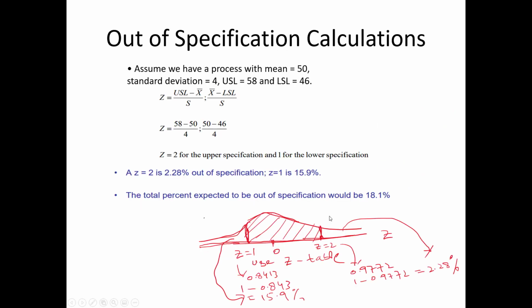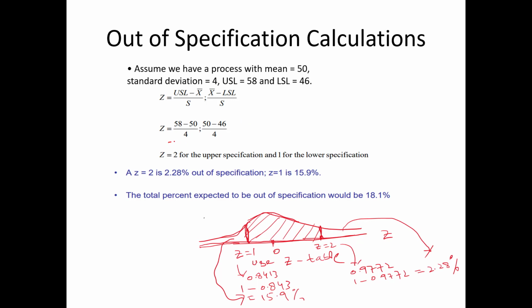So now we want to calculate this area, how much area is lying outside the specification limit, because they already mentioned these upper and lower bounds. The upper bound is 58, the lower bound is 46, and this is my mean, and this is my standard deviation. So let me put this: the upper specification limit 58 minus the mean 50 divided by the standard deviation 4, and the mean 50 minus the lower specification limit 46 divided by 4. So we will get two values. One will be 2.